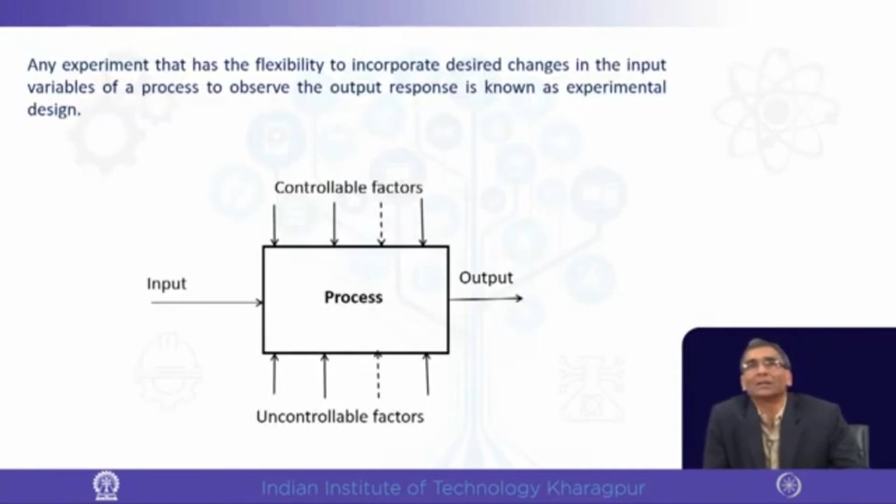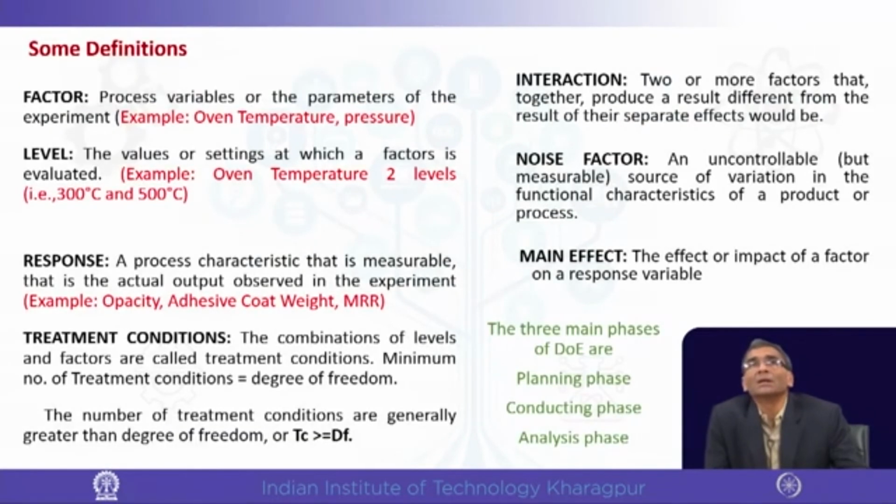So, this is a general format. You know that there is input, process, output, and there are controllable factors and uncontrollable factors. Uncontrollable factors are the noise that we have mentioned. I have already given you the definitions of factors and levels. You can always check the data. Response is the outcome, the result. Treatment conditions: we have discussed treatment, those 8 experiments are called treatment conditions.